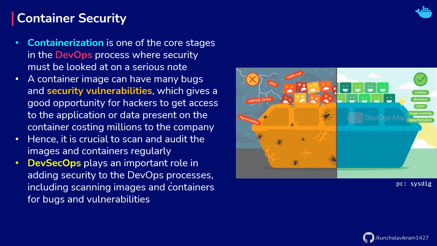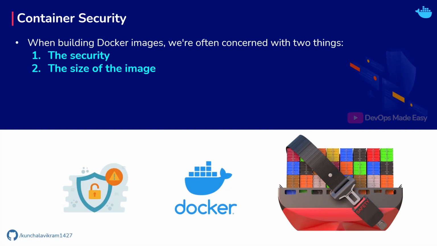Hence, it is very crucial to scan and audit the container images at regular stages in the complete DevOps process. Taking security into consideration, the DevSecOps process plays a very important role in adding security to the DevOps process, including scanning of the images and containers for bugs and vulnerabilities on a regular basis. So when building Docker images, we are often concerned about two major things. One is the size of the image and the other one is the security.